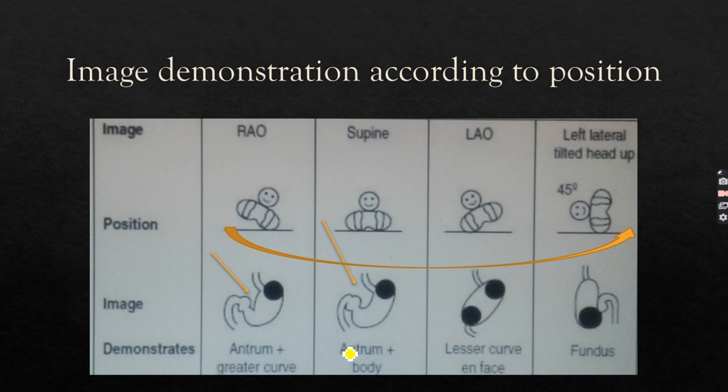Here is the demonstration of these parts of the stomach. In the first one, the right anterior oblique image, the antrum and greater curvature are clearly visualized. In supine position, the antrum plus body is clearly visualized. In left anterior oblique position, the lesser curvature, and in left lateral with head up tilted to 45 degrees, the fundus is clearly visualized. So whichever part you suspect may have lesions, these are the advised or recommended positions.